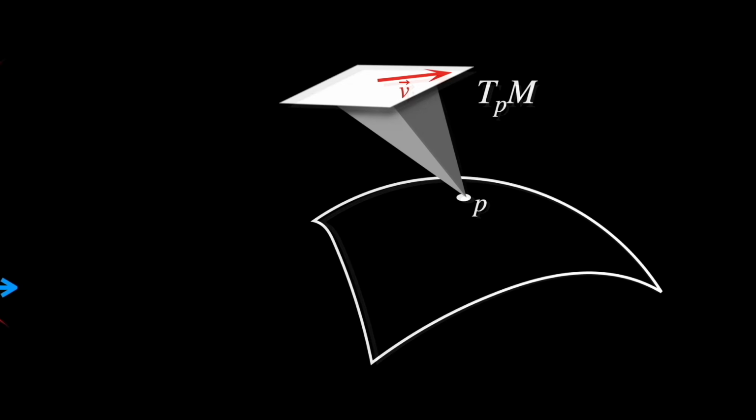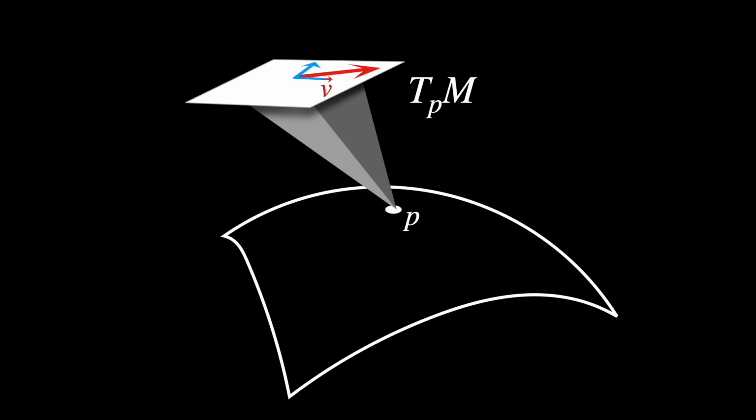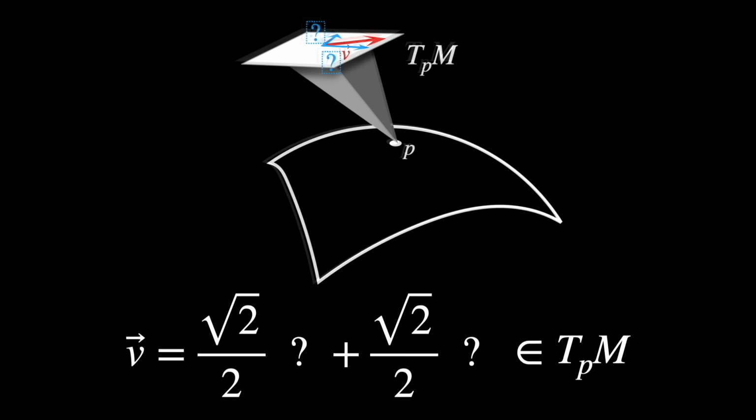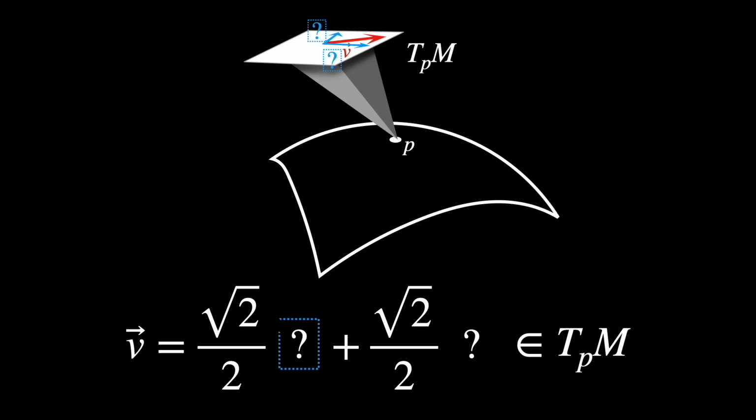As a consequence, we need a new pair of basis vectors that are capable of spanning the entire tangent space at a point p, such that any tangent vector v in T_pM can be described as a linear combination of them.